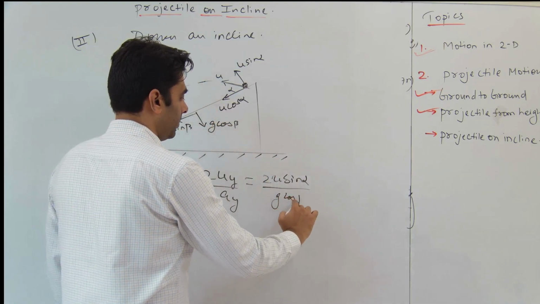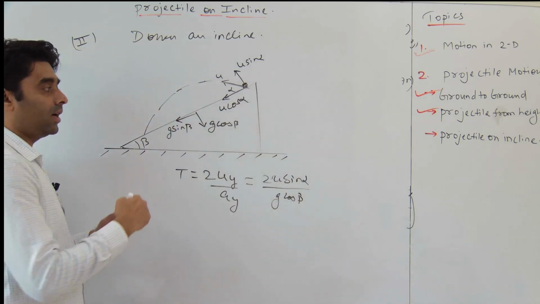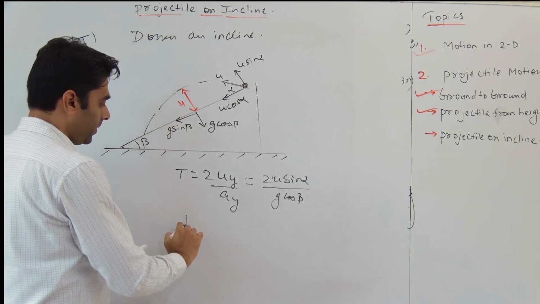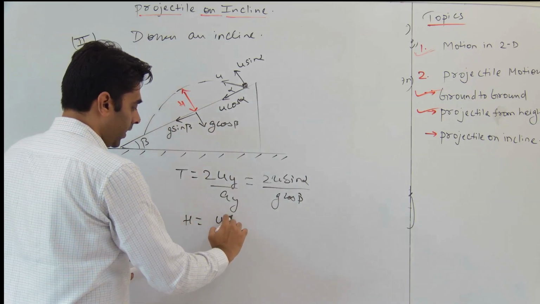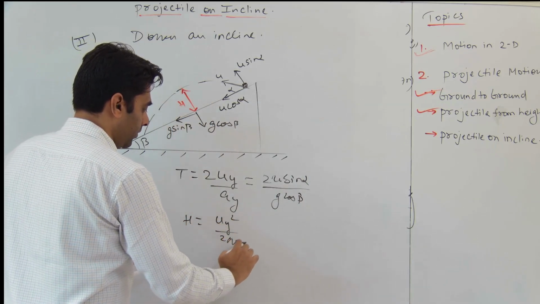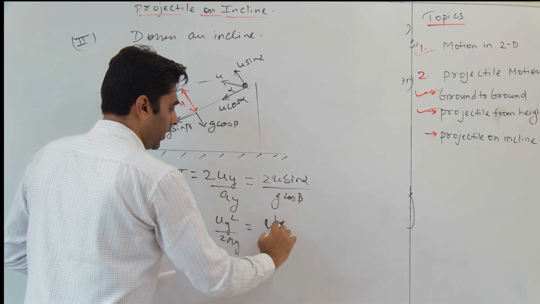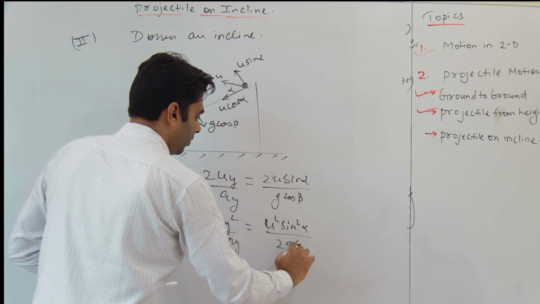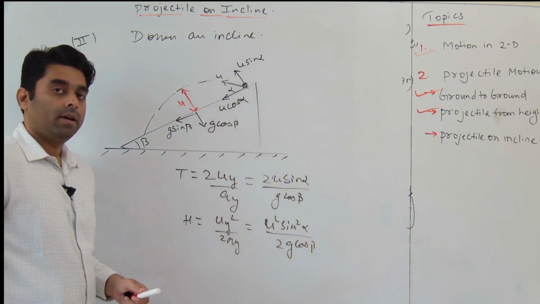So the time of flight is 2u sin alpha by g cos beta. Next, if we have to consider the maximum height, h max is uy square by 2ay. So we can write u square sin square alpha by 2g cos beta. This will be our maximum height.